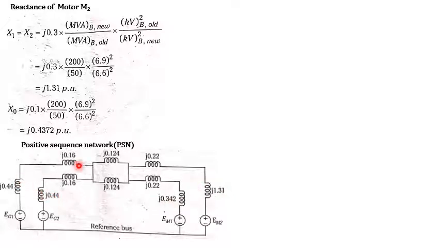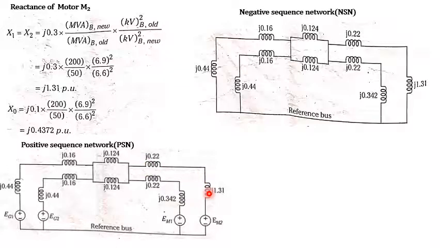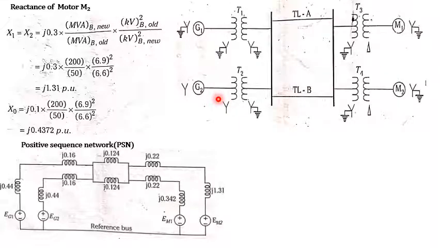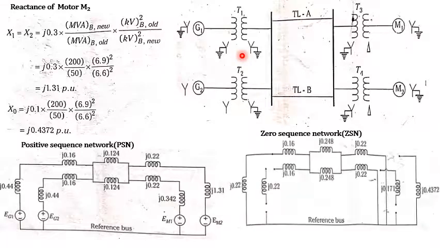Okay, so it consists of all the values of X1 for the generator, transformer, transmission line, the transformer, and the motor. And the negative sequence is the same as the positive, just that the source of EMF is short circuited. So this is the figure. Why I'm incorporating this is because we need to draw a zero sequence network.